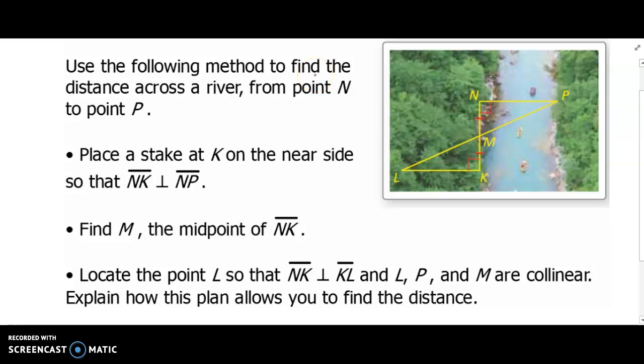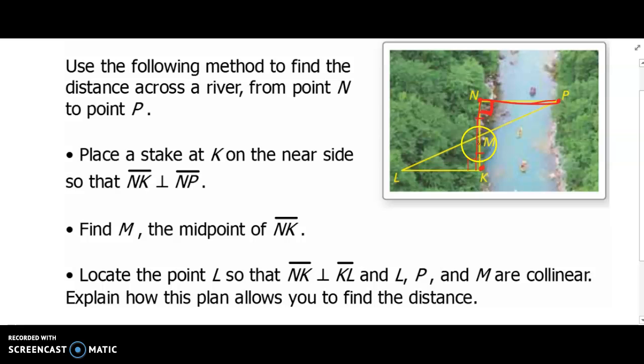All right, let's look at example 4 now. We want to use the following method to find the distance across the river from point N to point P. So I'm going to find this distance here. Place a stake at K on the near side so that NK is perpendicular to NP. So I want to place a stake here so that this is a right angle.